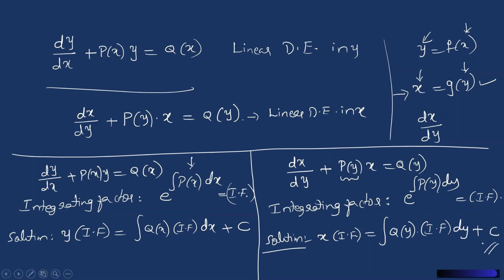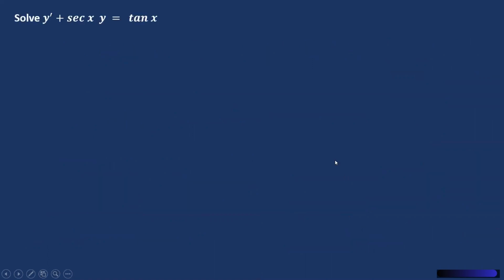So with this simple idea, looking at the given differential equation, we need to first identify whether that is a linear differential equation or not, right? So looking at the differential equation, we need to see which method is suitable, and if it is a linear differential equation, we can find the solution with this simple idea. So let me just take one simple problem to understand how we can solve it when it is a linear differential equation, right? Let's take this question. Solve y prime plus secant x into y is equal to tan x.